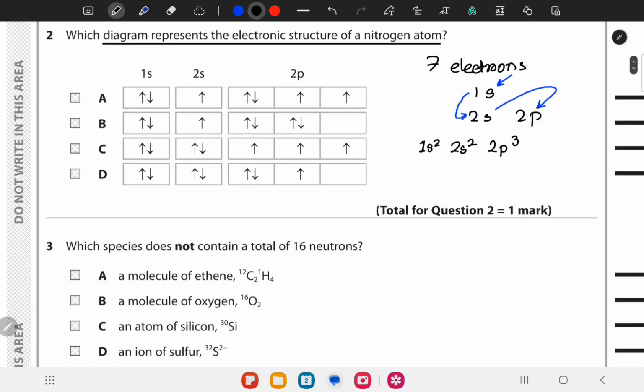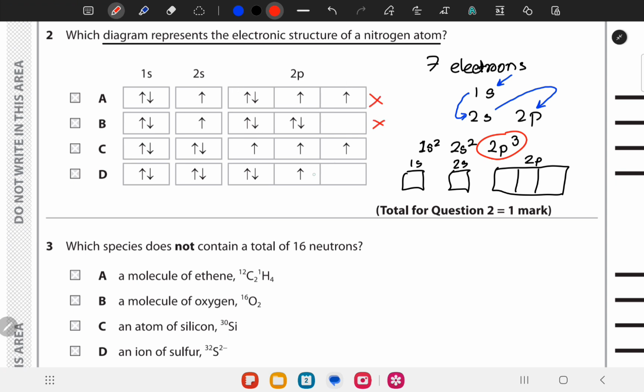Now in terms of orbitals, we'll have this 1s, this is 2s, and this is 2p. Now we know that there will be 3 electrons in the 2p subshell. So this has 1, 2, 3, 4. This is out. This has 4 as well. So this is out as well. So we are left with these 2 options.